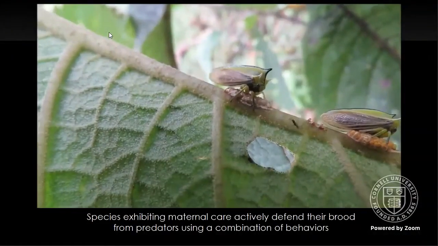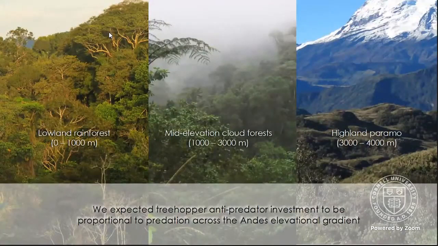So we studied tree hopper anti-predator behaviors along the Andes elevational gradient, where communities are exposed to different levels of predation and availability of ant partners. We expected tree hopper anti-predator investment to be proportional to the predation pressure they would encounter across elevations, and whether they invest in maternal care and mutualism would be dependent on the presence of ants.